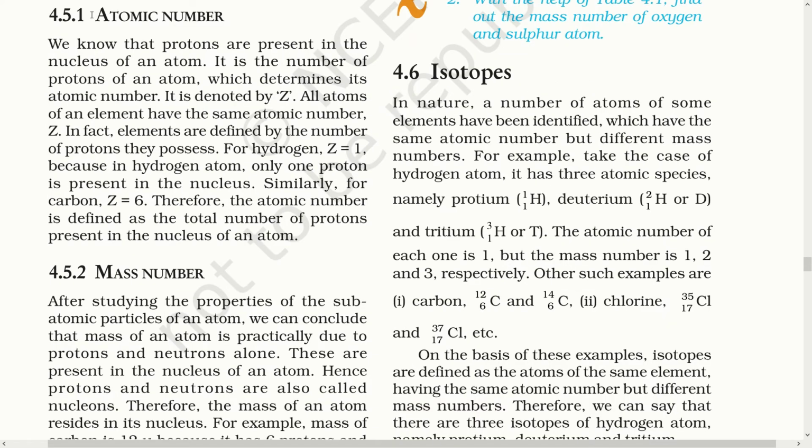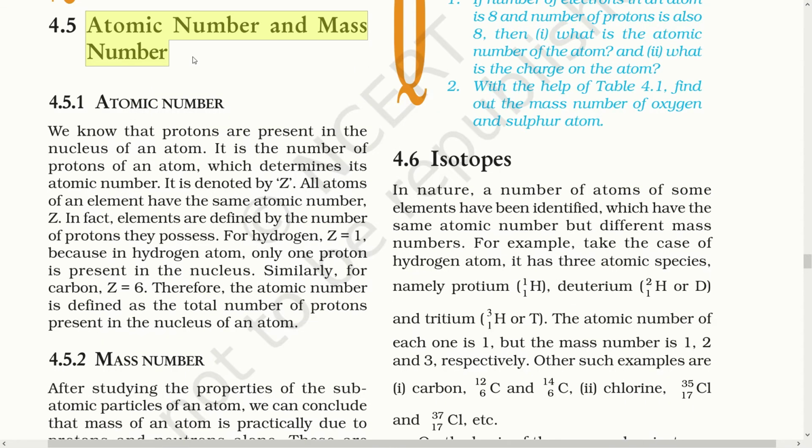So children, now we come across two different terms, atomic number and mass number. The atomic number. We know that protons are present in the nucleus of an atom. It is the number of protons of an atom which determines its atomic number. It is denoted by Z. So, atomic number is none other than the number of protons present in an atom. All atoms of an element have the same atomic number, Z. In fact, elements are defined by the number of protons they possess. For hydrogen, Z is equal to 1 because in a hydrogen atom, only one proton is present in the nucleus.